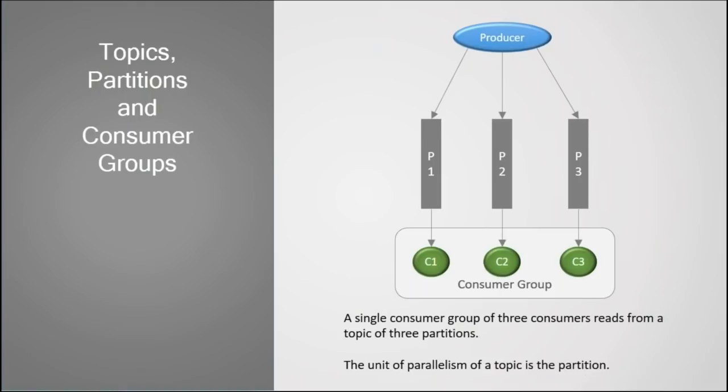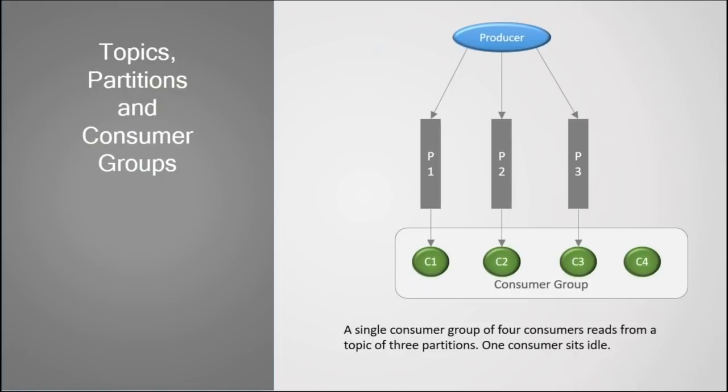Kafka limits us to 1 partition can only be consumed by 1 consumer per consumer group. So that means that the unit of parallelism is the partition. We cannot have more consumers than partitions. So we have to be scaling out our partitions in order to scale out and increase our scalability.